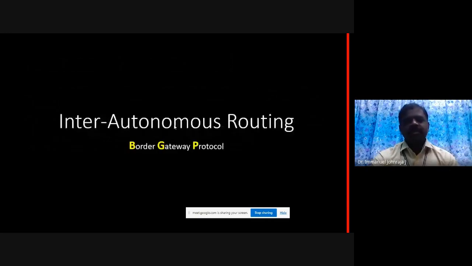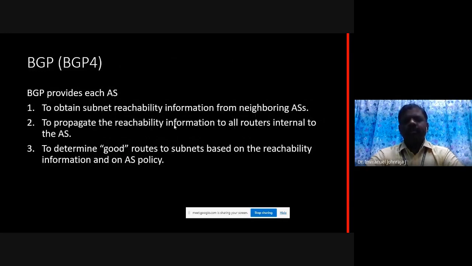What is inter-autonomous routing? So far we have spoken about intra-autonomous routing, that is RIP and OSPF. The protocol we are going to talk about is BGP, that is Border Gateway Protocol, and we use BGP4. So what capabilities is BGP providing to the autonomous system? It gives the reachability information to the subnet from the neighboring autonomous system. So from any router, you'll be able to connect with any other network. It may be available in the neighboring autonomous system or the remote autonomous system.